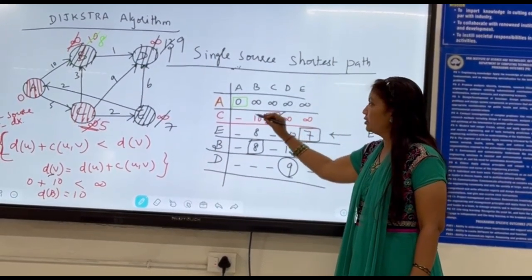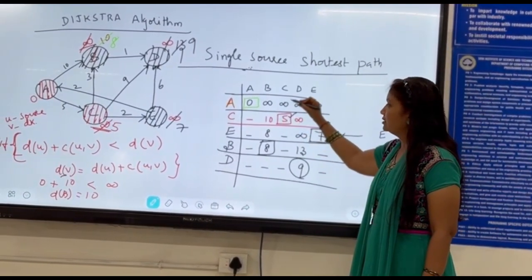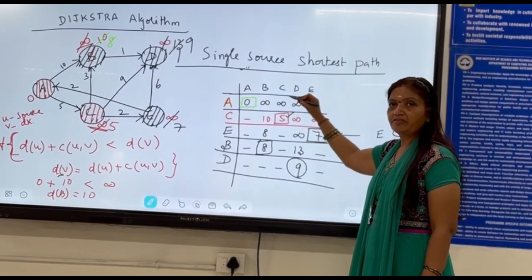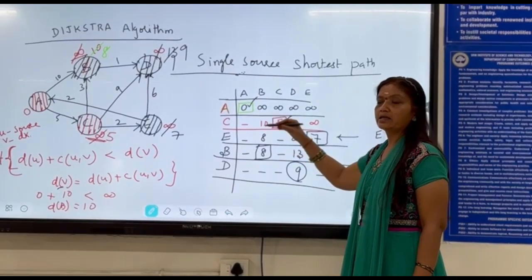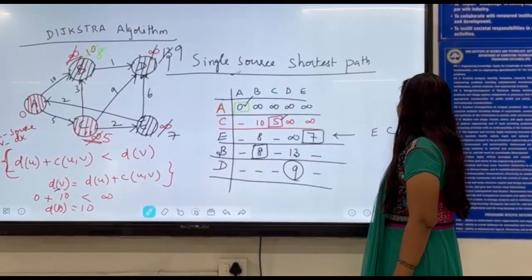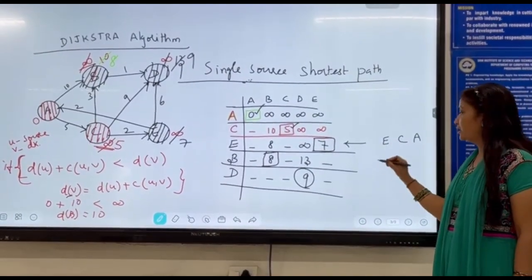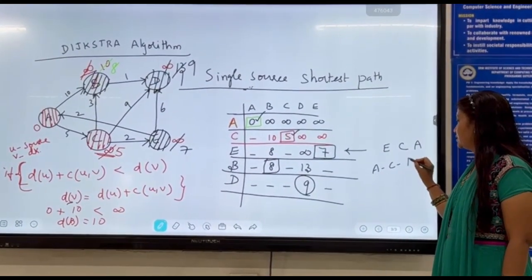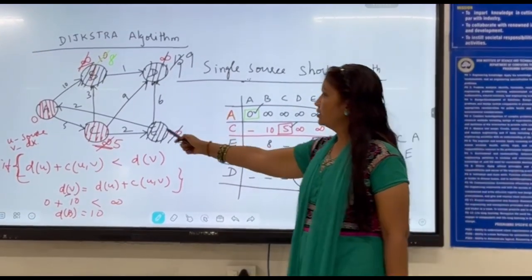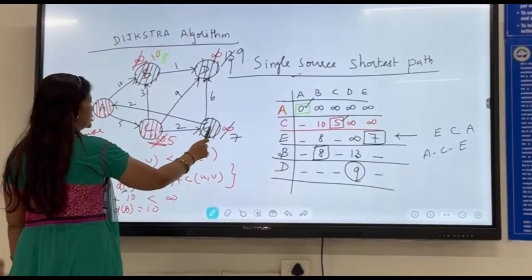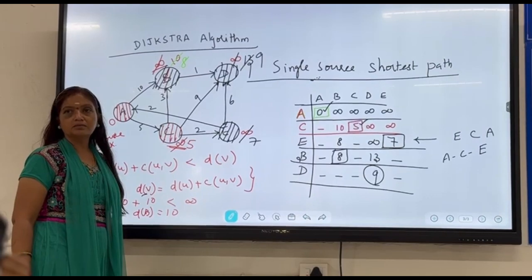Okay, what is the corresponding node? C. Go to C. Now compare 5 with the previous row. They are different. Yes, so I have to go with the selected value there. That is corresponding to A. Now write it in reverse. The path from A to E is ACE. Right? A to C to E, the distance is 7. This is the shortest path.